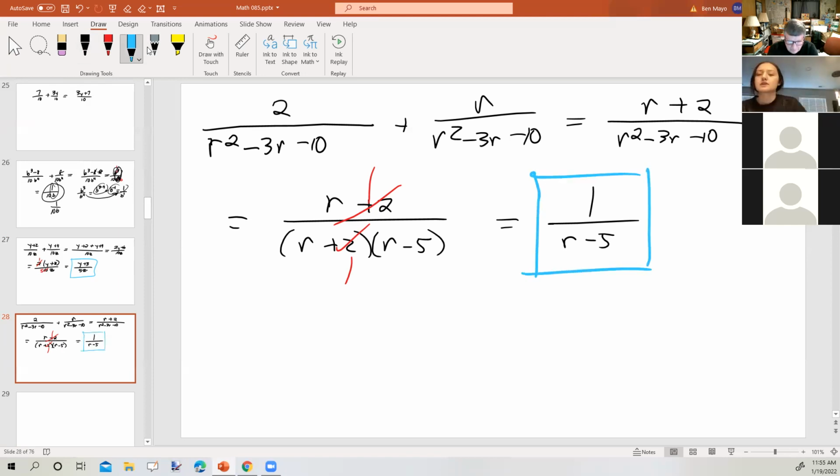I have a question. Why wouldn't we cancel out the whole r plus 2 instead of just the 2's if they both have... Oh, sorry. Oh, okay. That was sloppiness on my part. So it's r minus 5, right? Yes. Oh, okay. Sorry about that. That's okay.